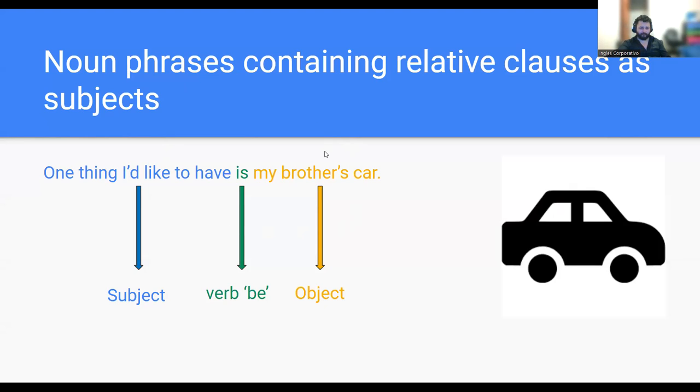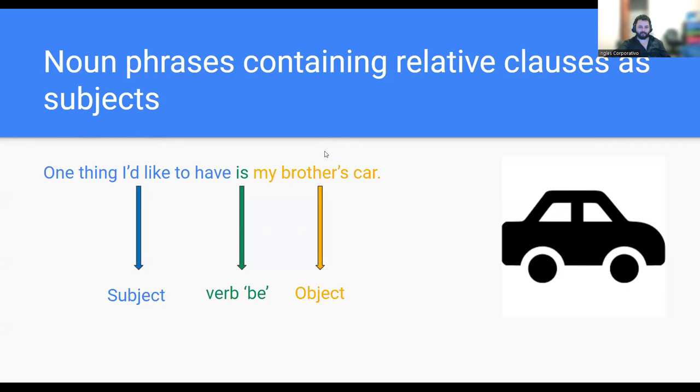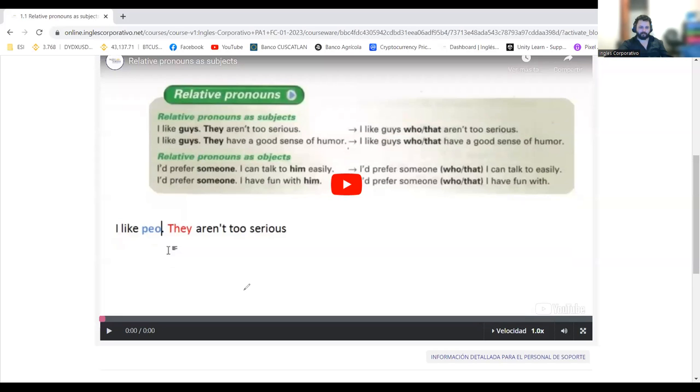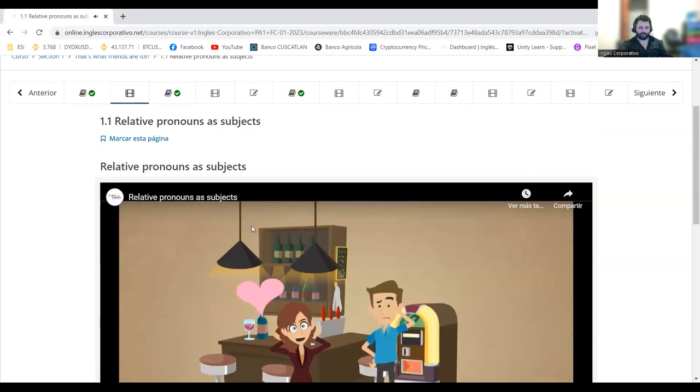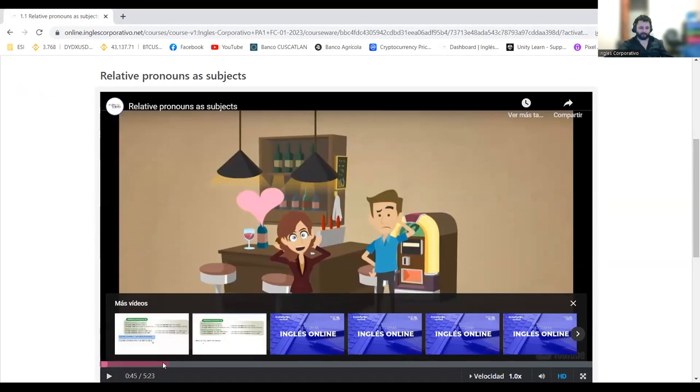Let's take a look at the platform, right? Vamos a la plataforma. Anyway, it's platform, guys, by the way, not platform. All right, so let's go over here. If you notice, guys, that platform will have what I just explained: relative pronouns as subjects, okay?